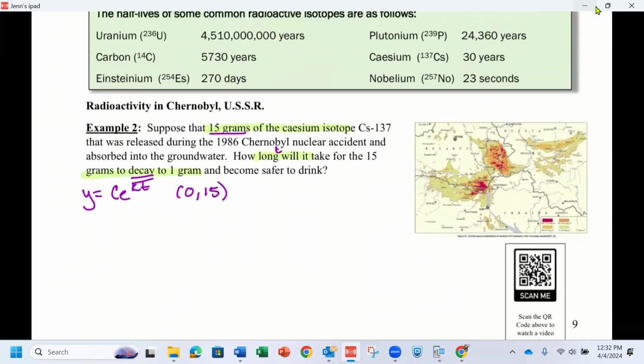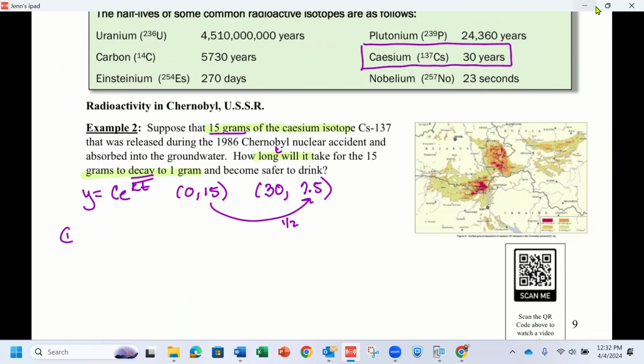Now notice they're telling you what the half-life of this material is. The half-life is 30 years. So what that tells me is that in 30 years, I'm going to have half of the initial amount. So what is half of 15? Half of 15 is 7.5. So there's your 2 ordered pairs. It's going to take 30 years to have half that initial amount. So those are the 2 ordered pairs we're going to use to find C and find k. Any questions on how I identified the 2 ordered pairs?